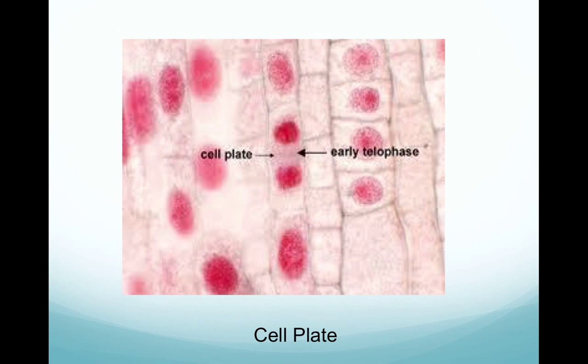In plant cells, a new cell wall must form between the two cells. A structure called a cell plate forms where the new cell wall is being built.